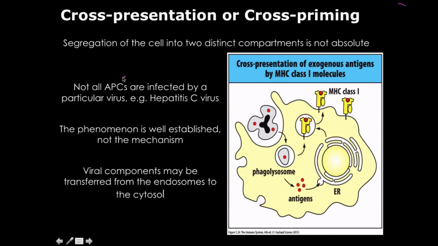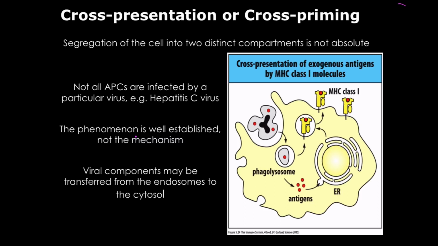So not all antigen-presenting cells are going to be infected by a particular virus, right? Hepatitis C virus is not going to infect your dendritic cells. So the phenomenon itself is observable, right? We can make antibodies to intracellular pathogens, right? Yeah, viruses. We've known this since the days of Edward Jenner. But the actual mechanism of this, we really don't understand in too much detail.